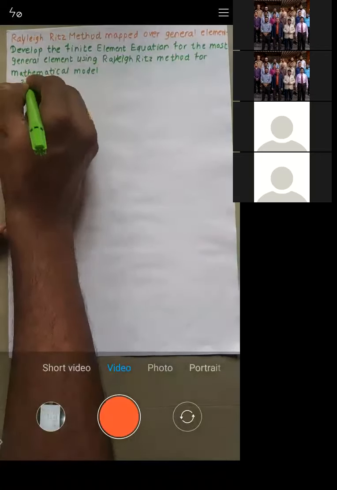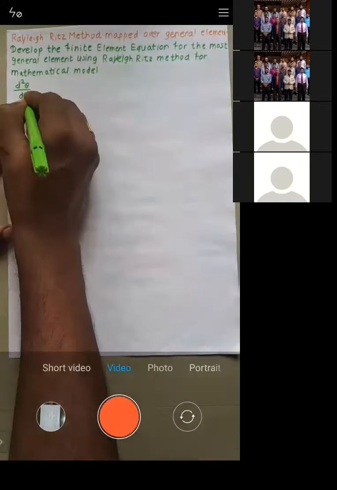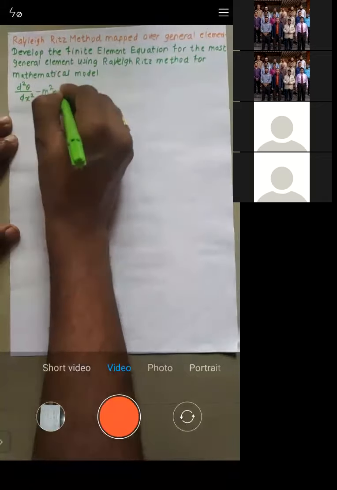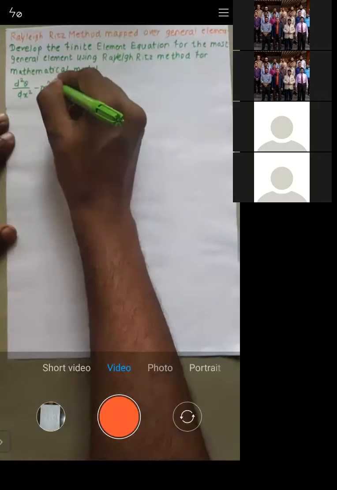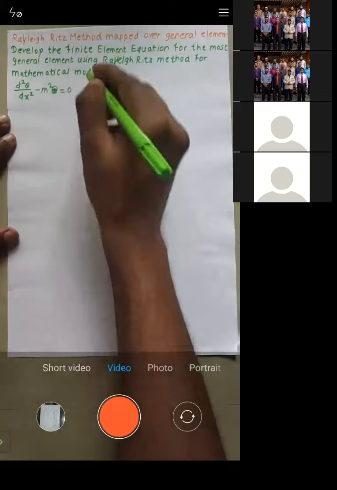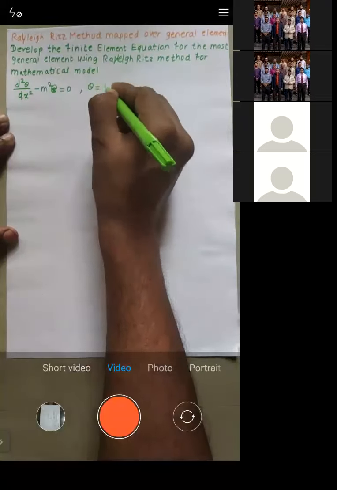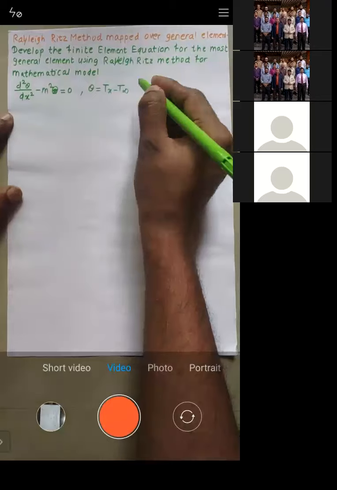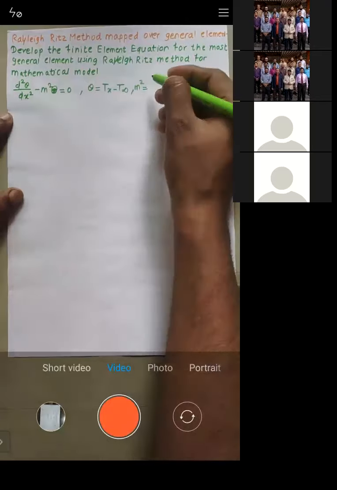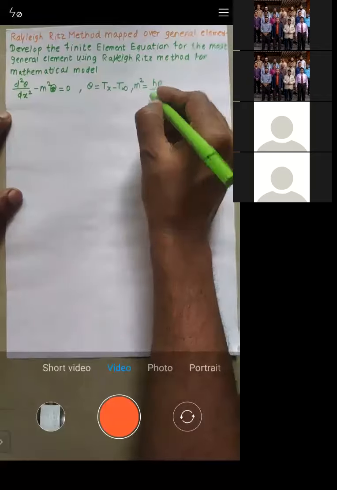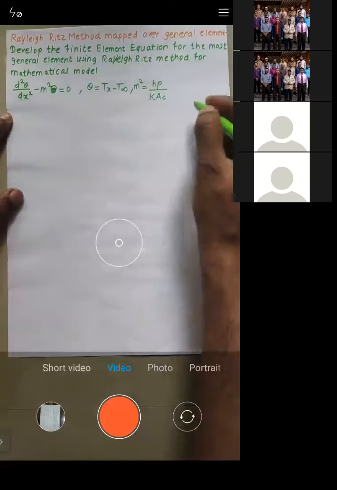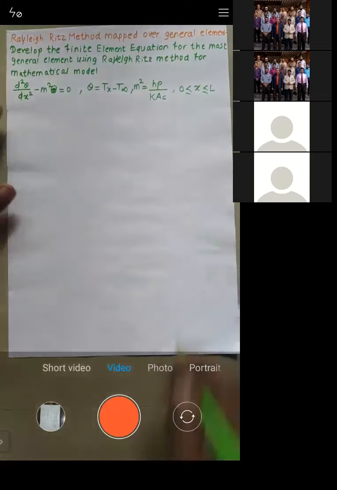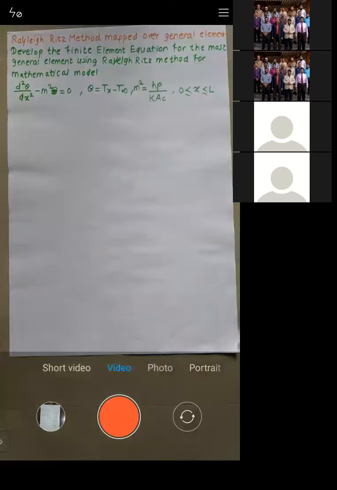d square theta by dx square minus m square theta is equal to 0, where theta is equal to T(x) minus T infinity, and m square is given by hP divided by kAc, for x greater than or equal to 0 and less than or equal to L. So this is a problem which is given.